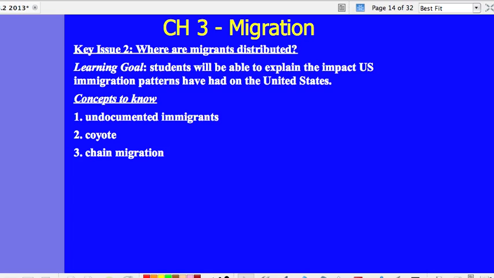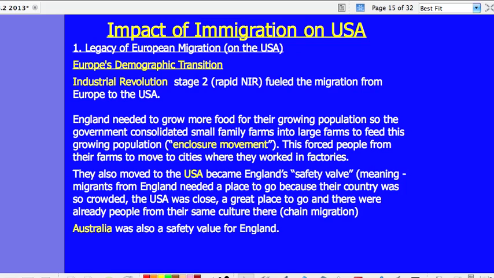This is a continuation of Chapter 3, Key Issue 2, Where Are Migrants Distributed? Students will be able to explain the impact U.S. immigration patterns have had on the United States. Concepts to know would be undocumented immigrants, coyote, and chain migration. So the focus of this section is to look at the impact of immigration on the United States.